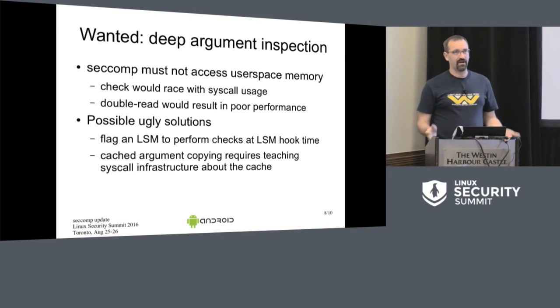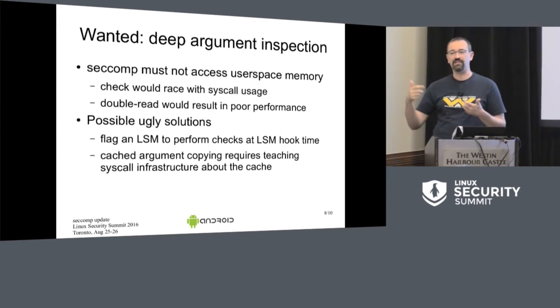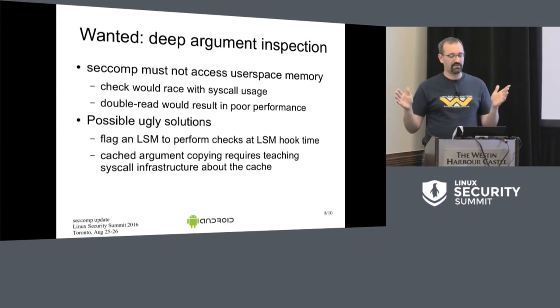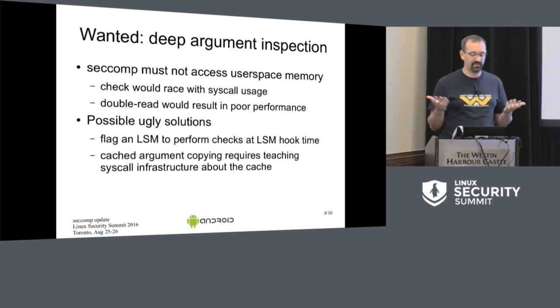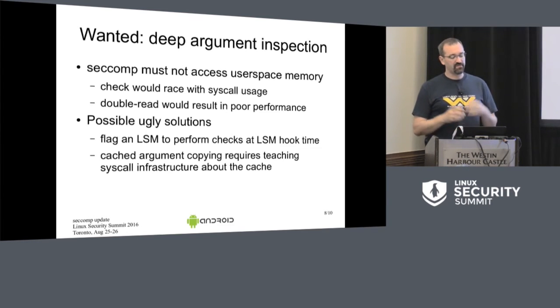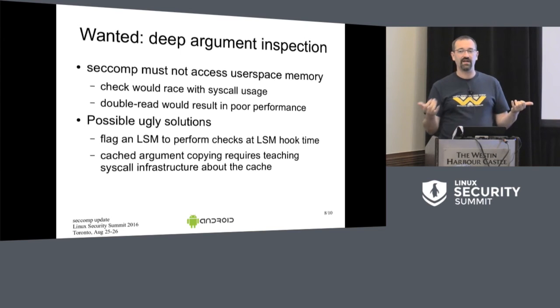And seccomp really doesn't have a clean way to handle this, because if you were to actually check the user space memory, you would be racing against when it would be later used by the syscall. So that's totally not a secure way to do the check. Additionally, you'd be reading it twice, once in seccomp and once in the syscall, so that's poor performance if you've got a filter doing that. So some possible ugly solutions right now are you can have an LSM that is tied to seccomp and will flag, saying, hey, I just entered open, can you please run the LSM hooks now because I know it's for the open.